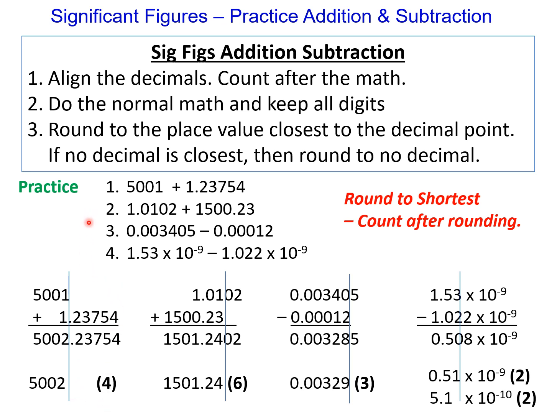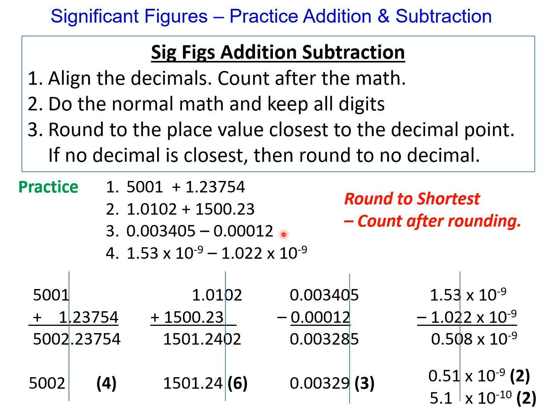In problem number 2, we align the decimal points, we add the numbers, and we get this number. And then we draw the line at the nearest place to the decimal. In this case, it's 2 places. And then we count 1, 2, 3, 4, 5, 6 sig figs. Remember, round to the shortest, count after rounding.